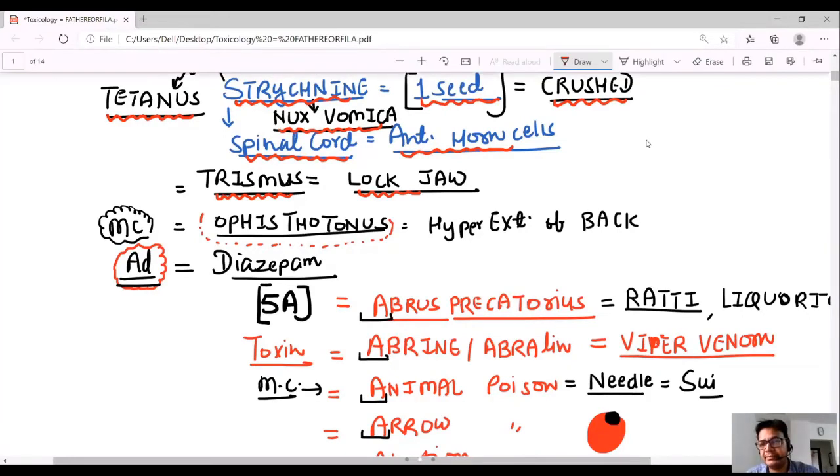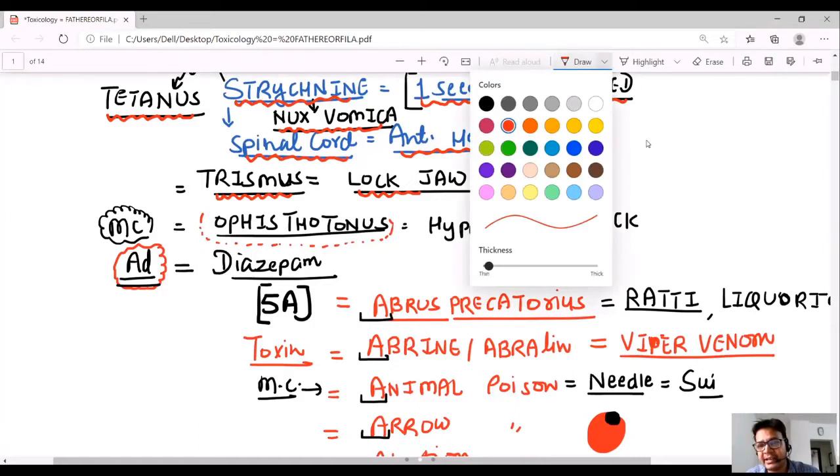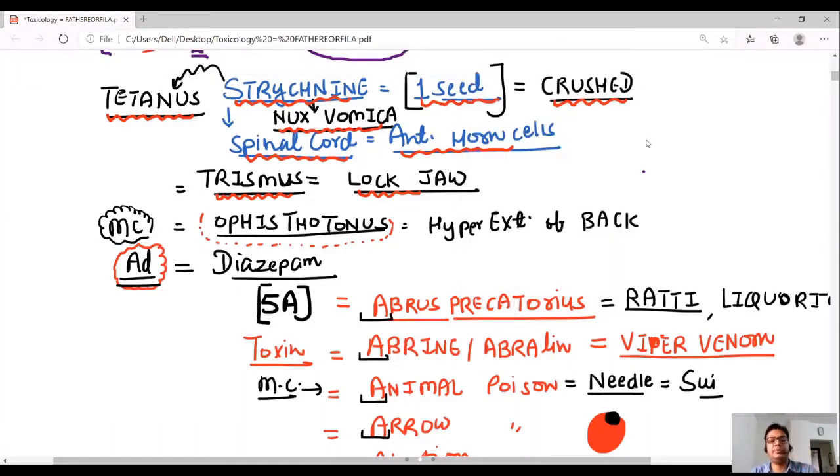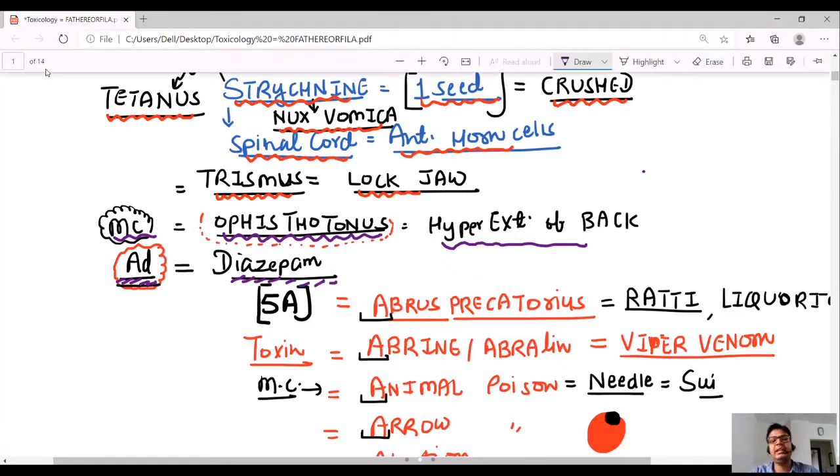And Doctor, here, just like tetanus, we have lockjaw. Most common position of strychnine is opisthotonus. What is opisthotonus? Hyperextension of the back. Wherever I write down AD, antidote for strychnine is diazepam.